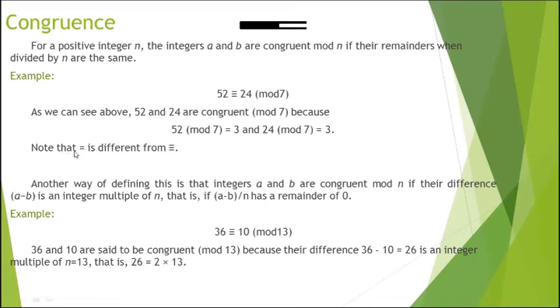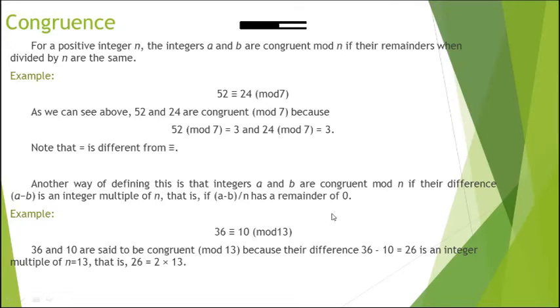Okay? Note that equal is different from congruent or congruence, no? Another way of defining this is that integers a and b are congruent mod n if their difference a minus b is an integer multiple of n. That is, if quantity a minus b divided by n has a remainder of 0. Okay, so dapat wala tayong remainder para maging congruence din po siya.